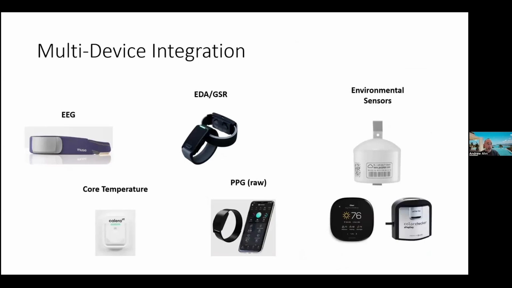But as I stated, we are a device-agnostic system, and we're continually exploring ways to integrate multiple devices. We're, for instance, looking into incorporating EEG, core temperature, EDA and GSR, raw PPGs, and including environmental sensors such as Ecobee for the indoor temperature, or Calibrite to assess the amount of light exposure that the participants have right before bed, or even the Pink Air, which assesses the quality of the air, whether there are microparticulates in the air as well.